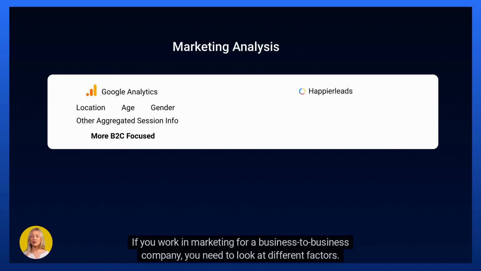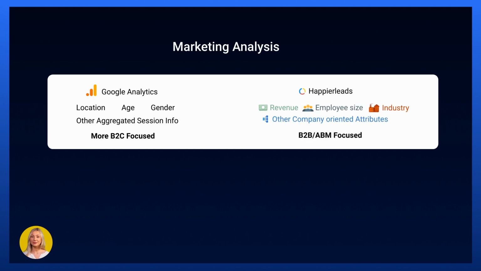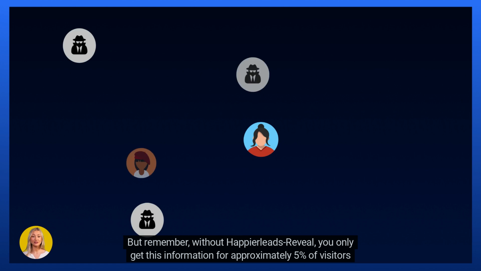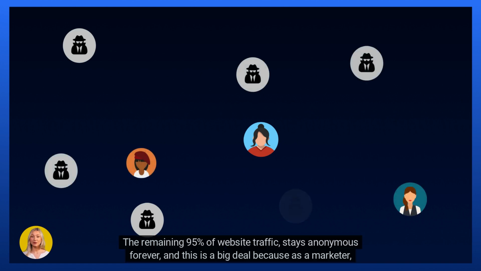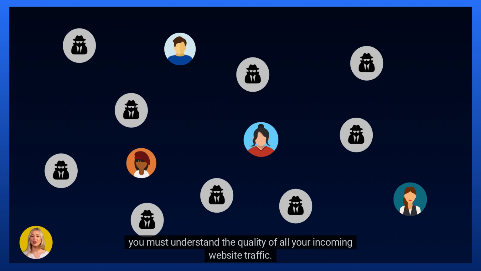If you work in marketing for a business-to-business company, you need to look at different factors. For example, you should know your visitor's company's revenue, employee size, industry, and other company-oriented attributes. But remember, without Happierleads Reveal, you only get this information for approximately 5% of visitors that actually convert. The remaining 95% of website traffic stays anonymous forever. And this is a big deal because as a marketer, you must understand the quality of all your incoming website traffic.